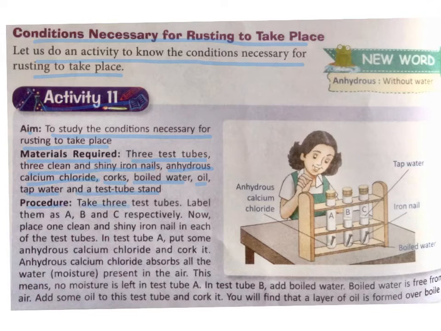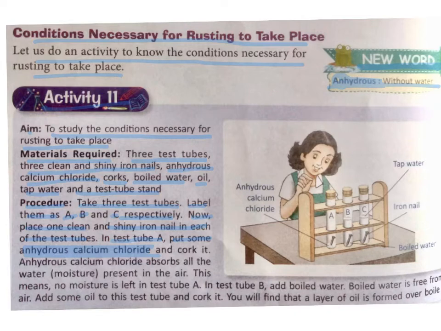Procedure: take 3 test tubes, label them as A, B, C respectively. Now place 1 clean and shiny iron nail in each of the test tubes. In test tube A, put some anhydrous calcium chloride. This anhydrous calcium chloride is a salt. This anhydrous means it doesn't have any water molecule in it. So here in new words you can see the definition of anhydrous. N means there is no, hydrous means water. So it is without water.